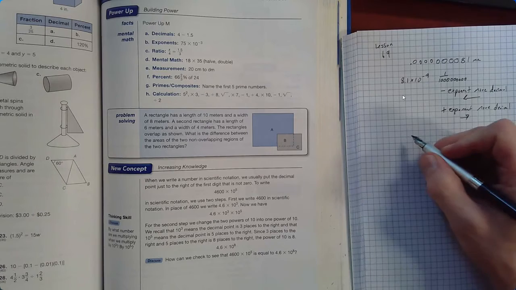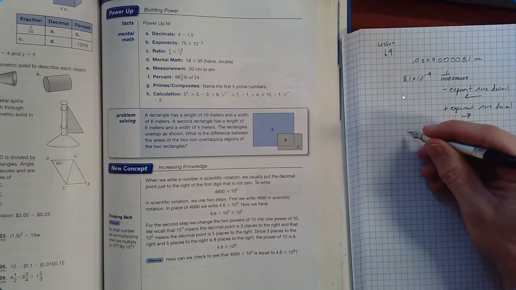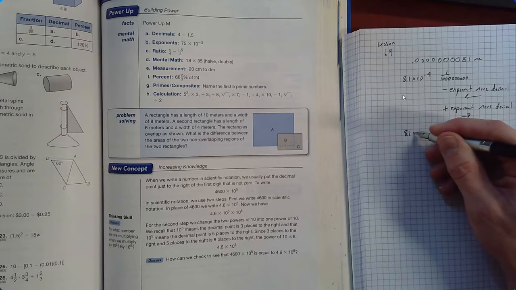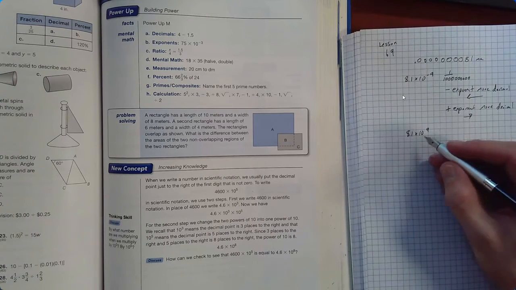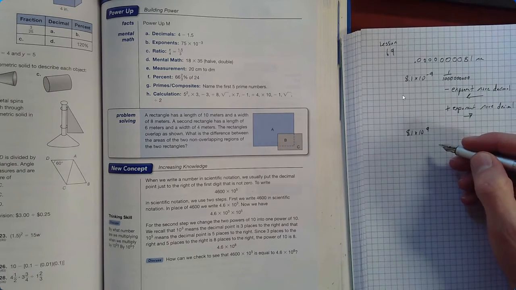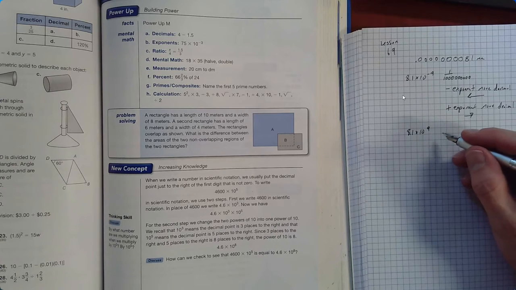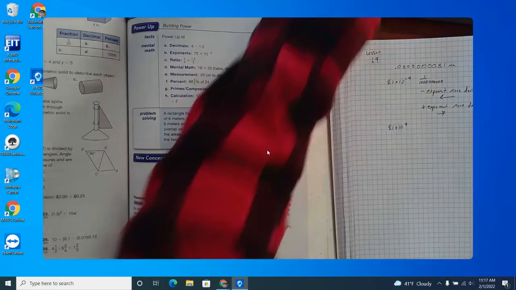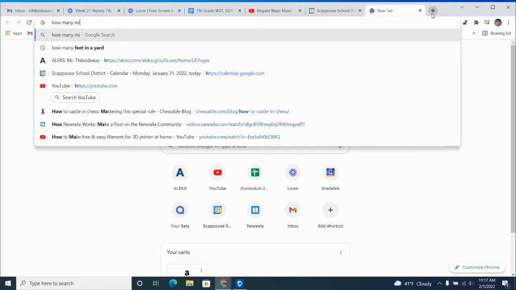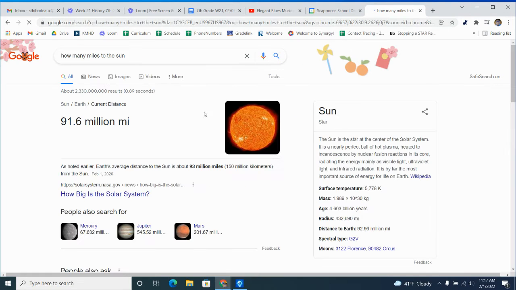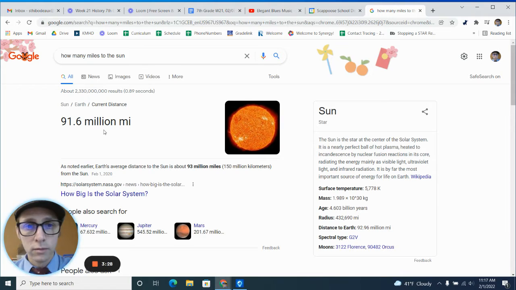Now, the other thing that we can do is what they show you here. I'm still going to use my same number of 8.1 times 10 to the positive 9. What that does is this is a really, really large number. So if we were talking about miles to the sun, actually, let me pull it up. If I look up how many miles to the sun, 91.6 million. Okay. That's pretty easy.